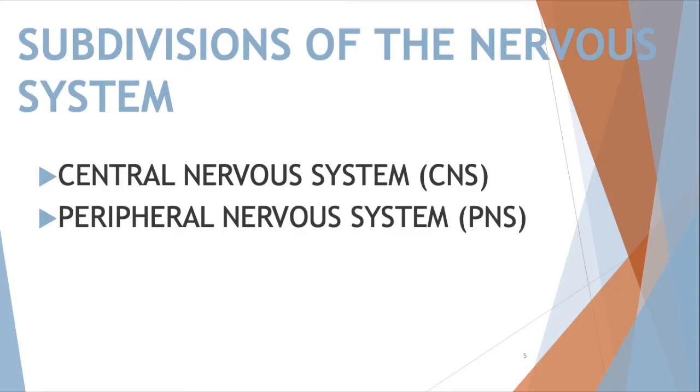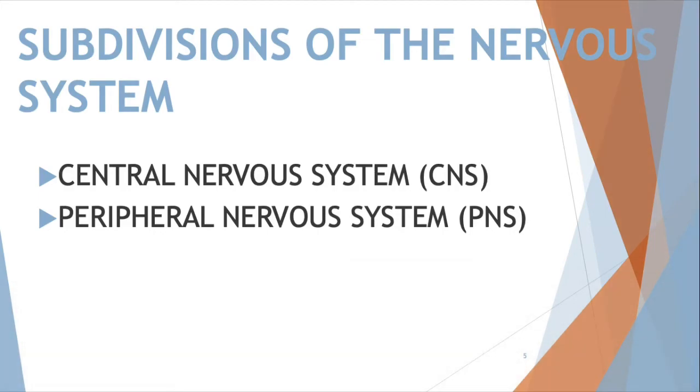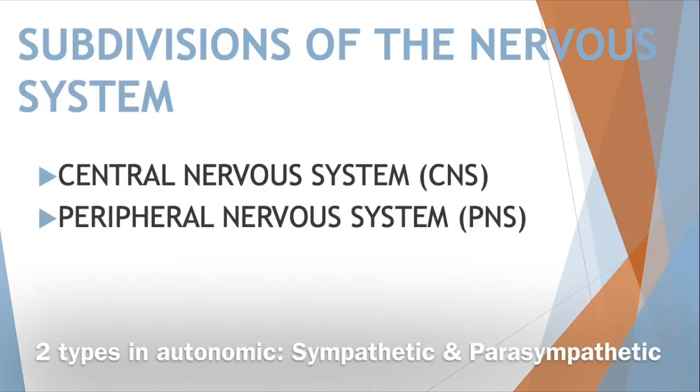Next, the motor or the efferent could either be somatic or autonomic. When you say somatic, it is voluntary. Okay, so ikaw, you have conscious control over something. When we say autonomic naman, baliktad, it is involuntary. Okay, there are two types under the autonomic. Subdivided pa si autonomic. Si autonomic could either be sympathetic or parasympathetic.